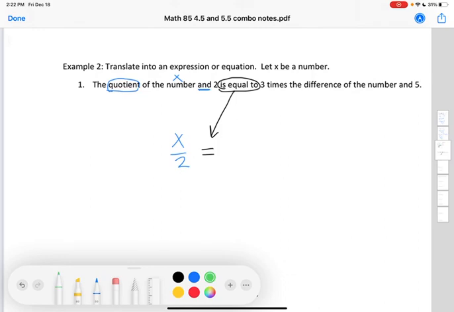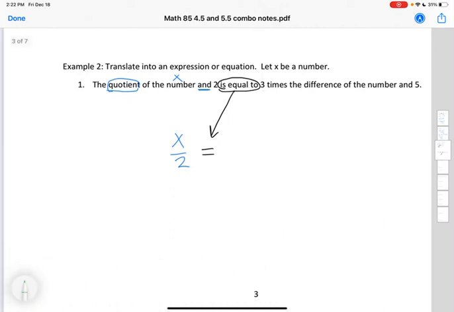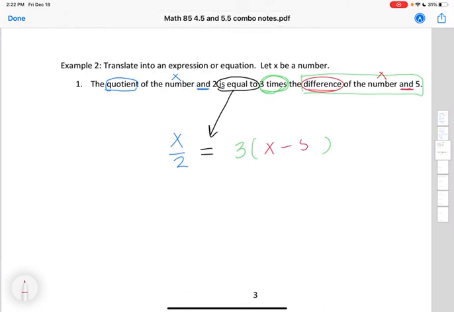3 times the difference of the number and 5. So 3 times, and it's saying a bunch of stuff right here. So that's going to be what goes in parentheses. Difference would be subtraction. The number is x. Separator is and. So the difference of the number and 5 would be x minus 5. Okay, hopefully that wasn't too bad.